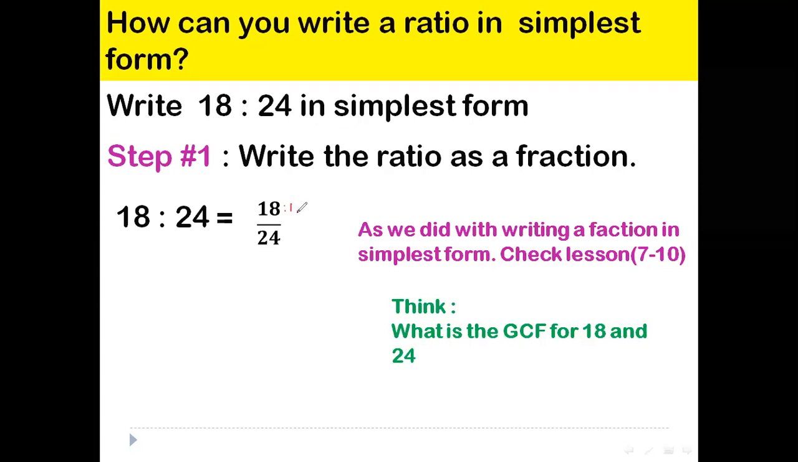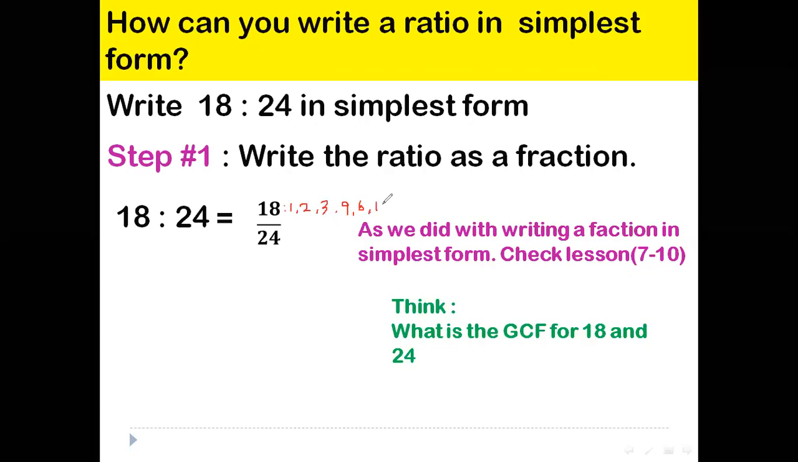We know there's 1 and 2 and 3 because 1 times 18 is 18. 2 times what is 18? 2 times 9. 3 times what is 18? 3 times 6. So these are the factors of 18.